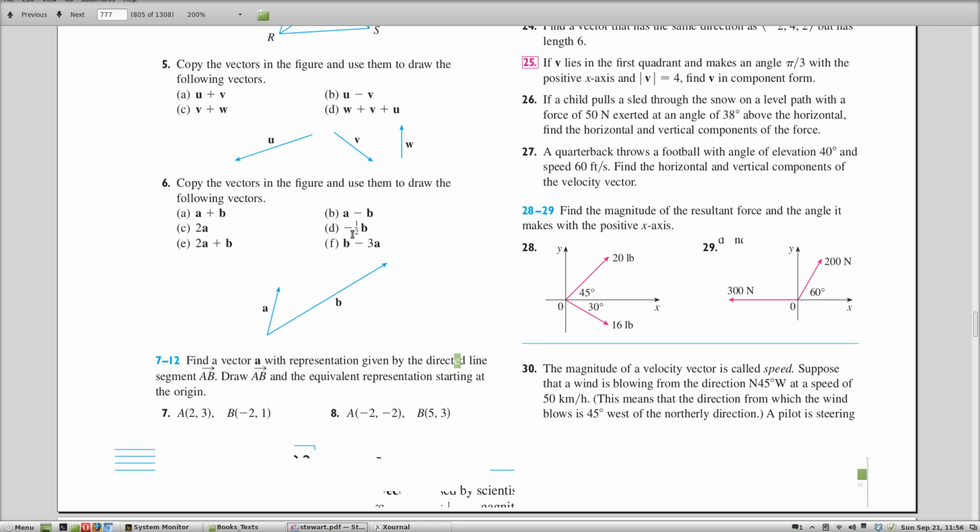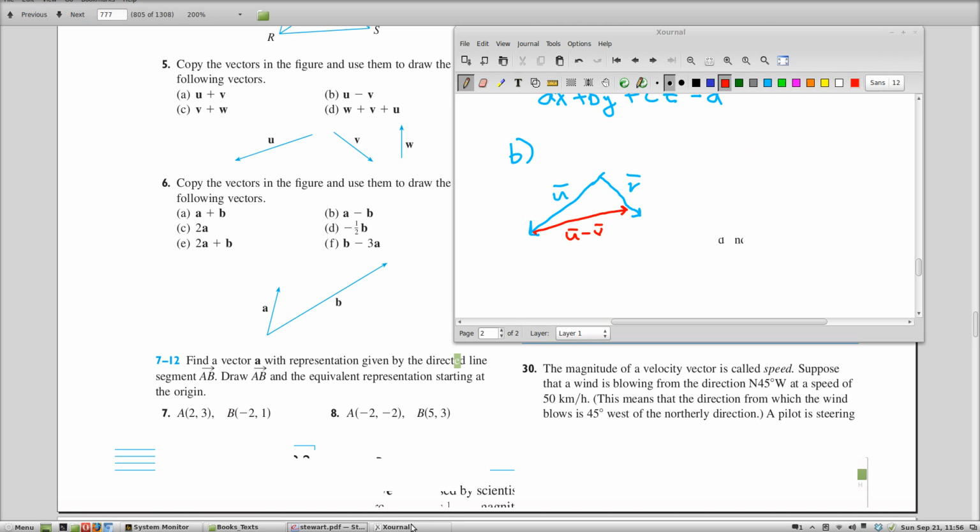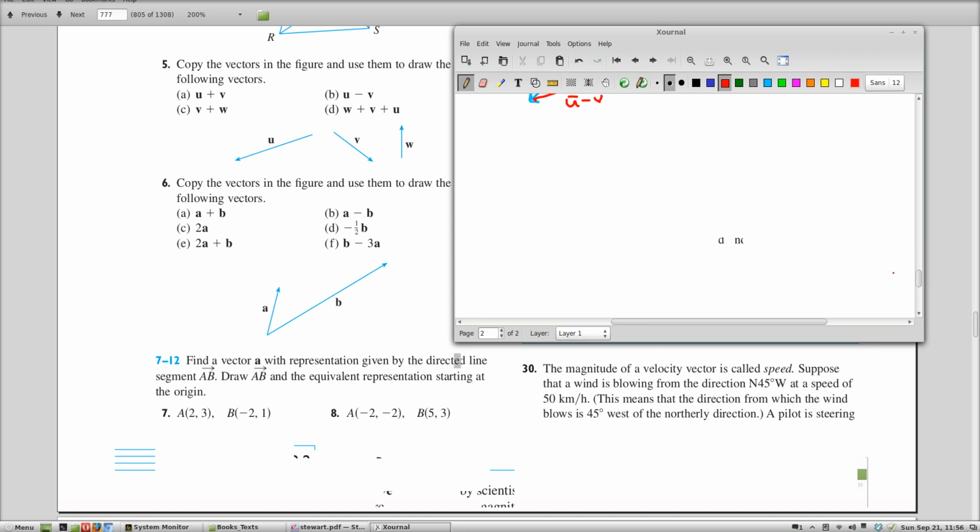And 6, you're getting into scalar multiplication stuff. And that's something that is also very fundamental and crucial to understand. So if you have a vector v, like this, all scalar multiples of v go in the same direction.